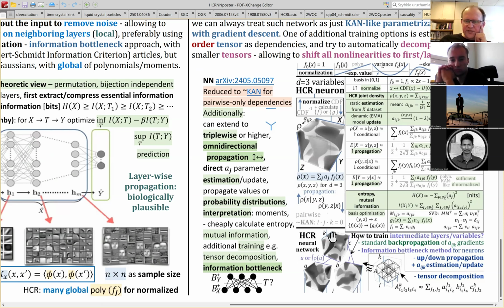There is also an additional way of training, by tensor decomposition. We have a joint distribution, for example these five variables as previously, and we would like to automatically decompose it into, let's say, three smaller tensors. There are mathematical ways to do it automatically, extending the singular value decomposition method.